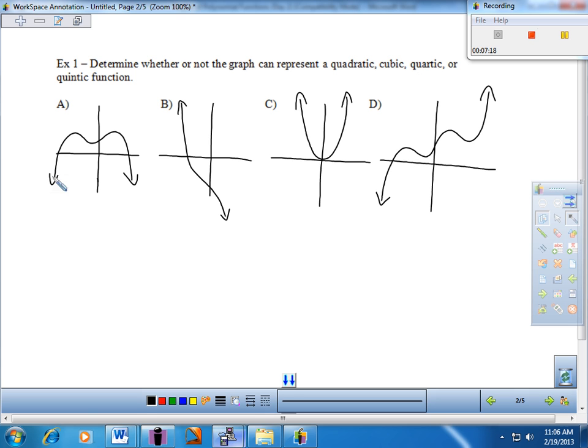This graph right here, is it possible to create a quadratic function to make a graph like this? If the answer is yes, then write the word quadratic here. If the answer is no, then don't. Same with cubic. Is it possible to create a cubic function that would form a graph that looks like that? If yes, write cubic below. If no, then don't. And that's what you're going to do for each of these, quadratic, cubic, quartic, and quintic, for each of these 4 graphs.